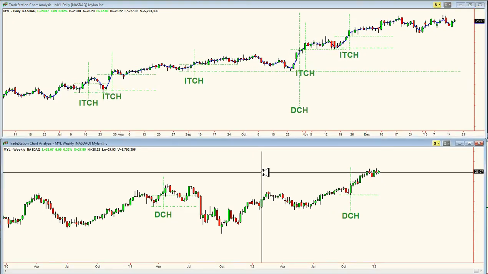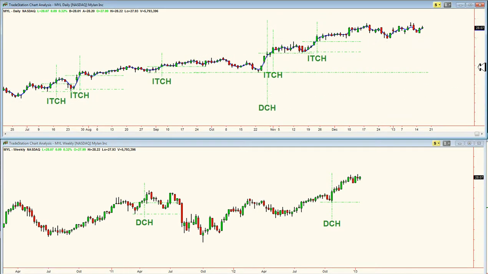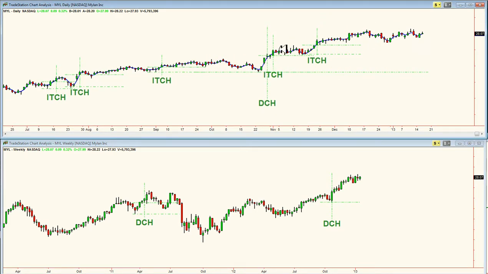MYL, again, due to the trend on the weekly chart, had several itches that fired. Again, daily signals, bullish, green. Signals that fired in July, August, September. And then we had a nice pullback and then a continuation of the trend, DCH, on the weekly chart, and then had two continuation trades on the daily chart to match the weekly DCH.